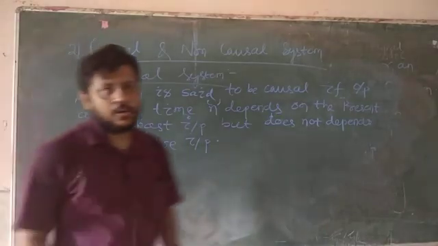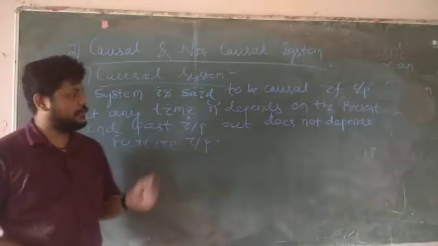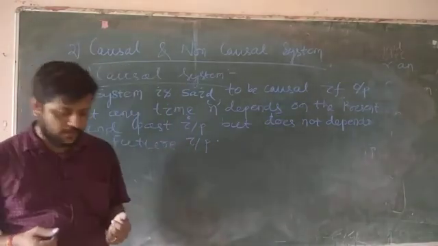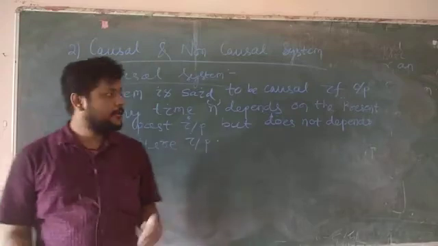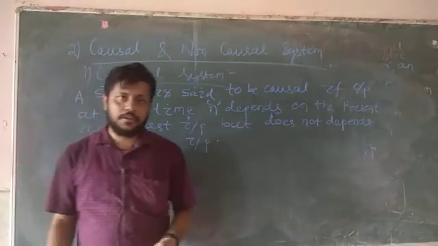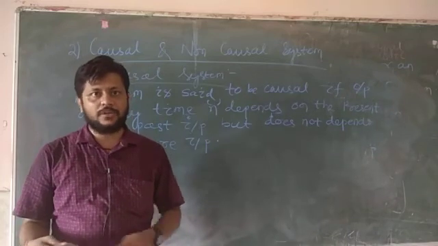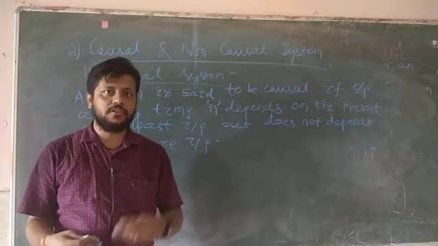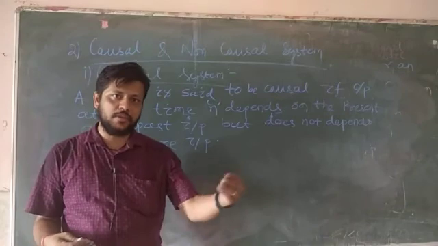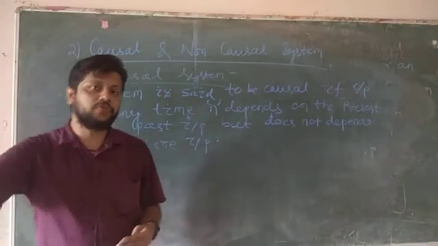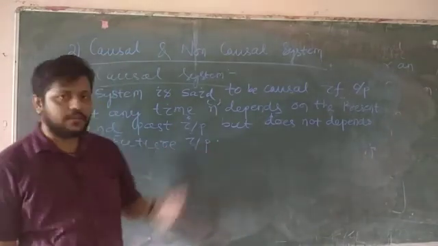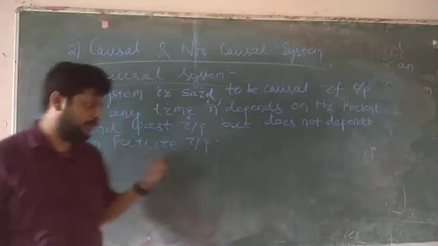Then we will see about the causal system. So as the definition here written, this is also a very important system, causal and non-causal. The causal system is if the output depends on the present as well as the past inputs, depends on present value and past value of input, but not on the future value of input, then that system is known as a causal system. So that's the definition here I have written.